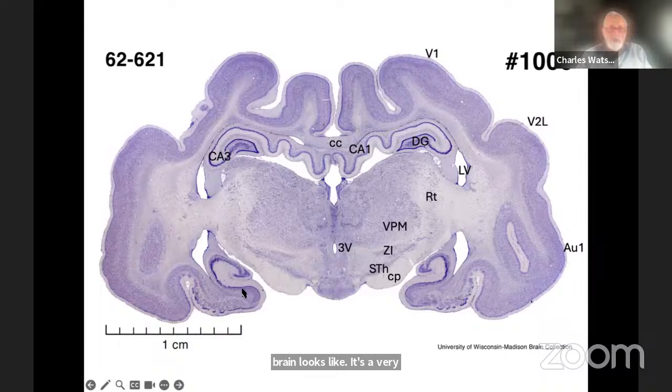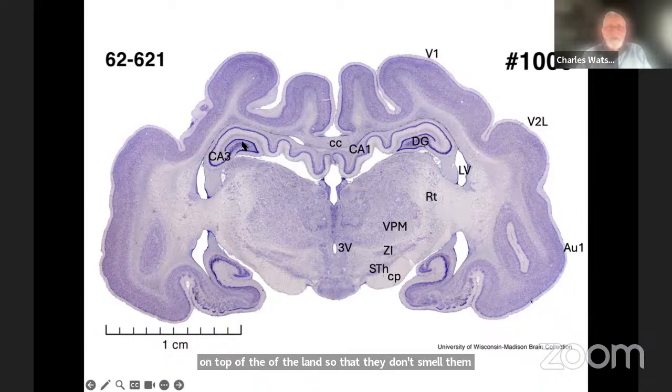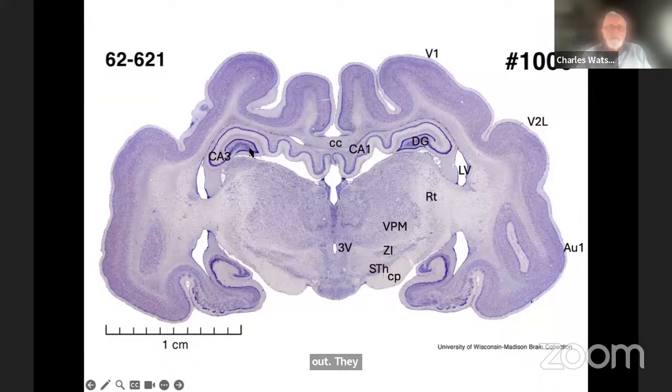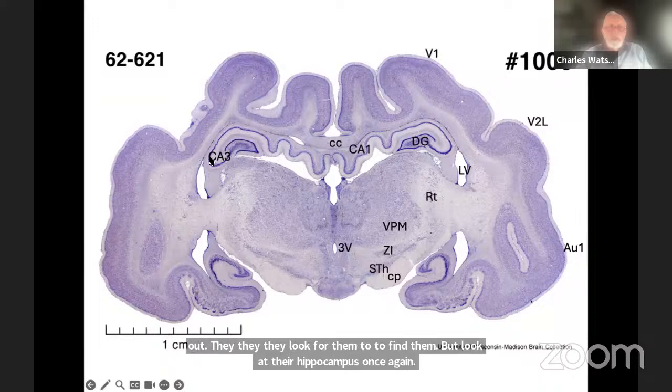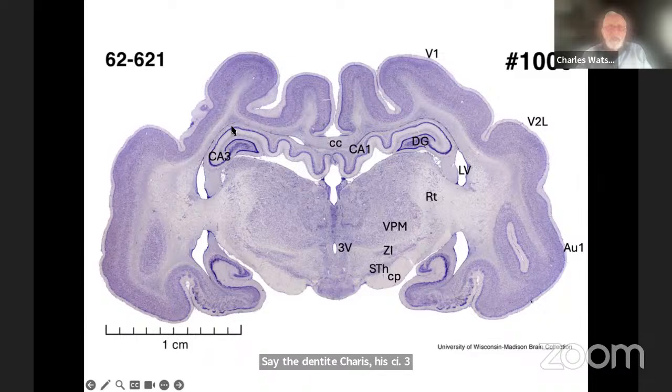They don't have much in the way of sense of smell because they're basically just looking to find plants which are sitting on top of the land. So they don't smell them out. They look for them to find them. But look at their hippocampus once again. See, the dentate gyrus. Here's CA3, and here's... you find in carnivores, not quite as big as horses or ungulates, but very, very nearly.